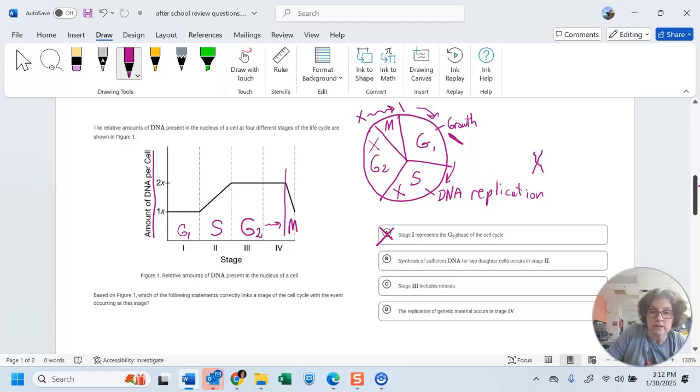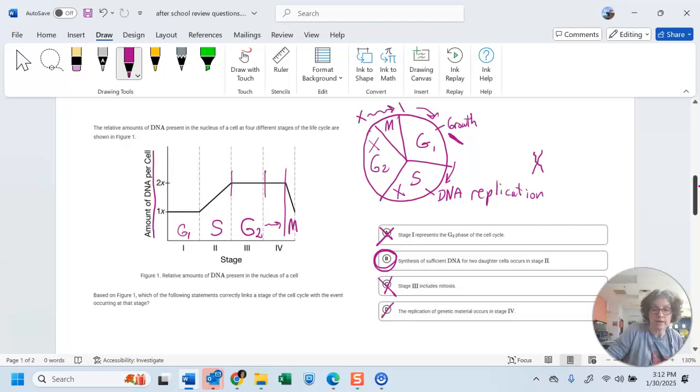Okay. B, synthesis of sufficient DNA for the 2 daughter cells occurs in stage 2. That's a possibility. Let's notate that because it does look as if the S phase, where DNA replication happens, matches what it says in choice B. Okay. C, stage 3 includes mitosis? No, it does not. It only includes stage G2. Okay. The replication of genetic material occurs in stage 4?